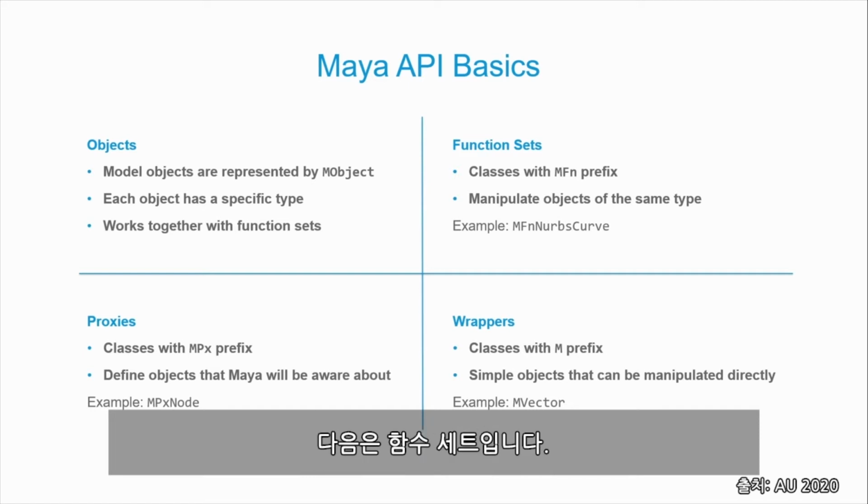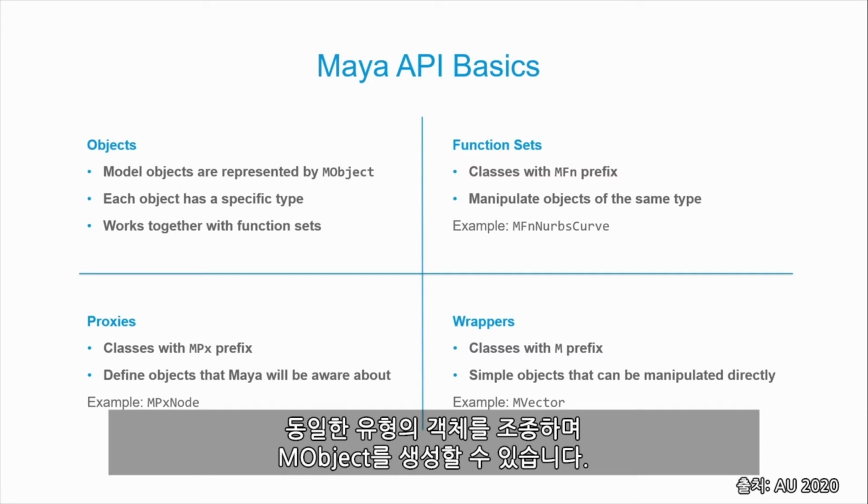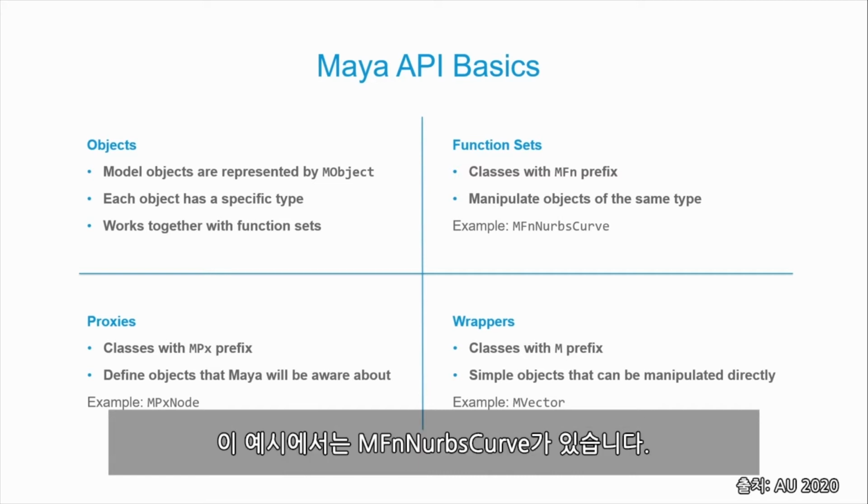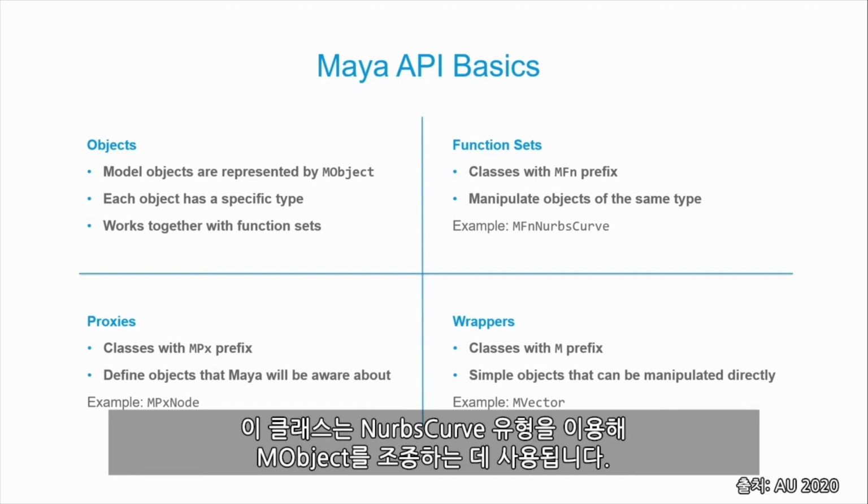Next is function sets. These are classes with the MFn prefix. They manipulate objects of the same type, and they can also create MObjects, and the MObjects that are created using function sets, they acquire the function set's type. So in this example, we have MFnNurbsCurve. That class is used to manipulate MObjects with a NURBS curve type.